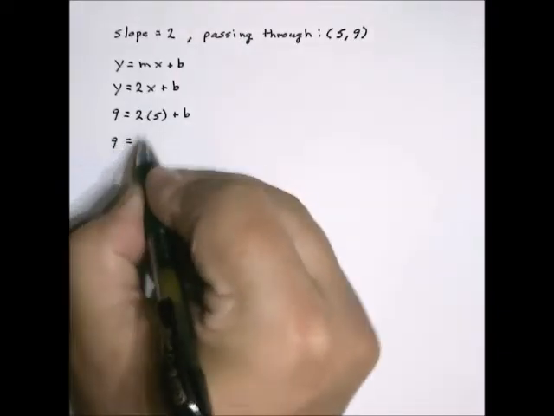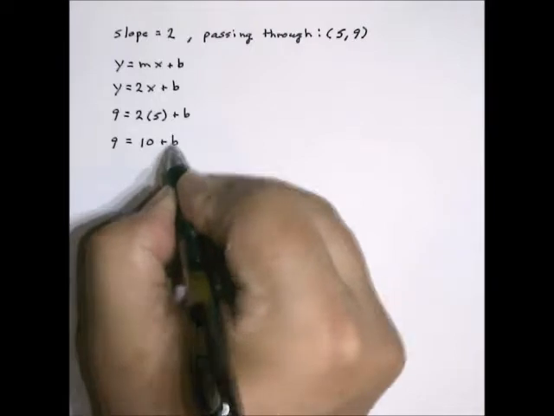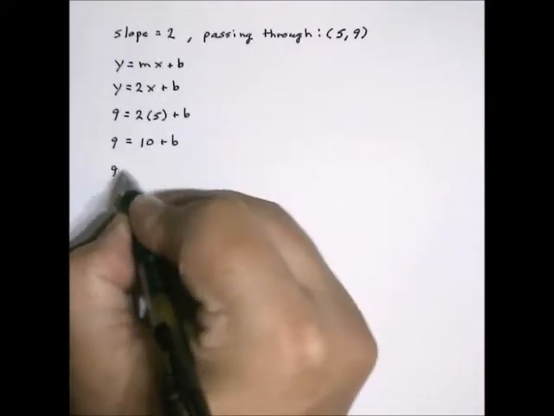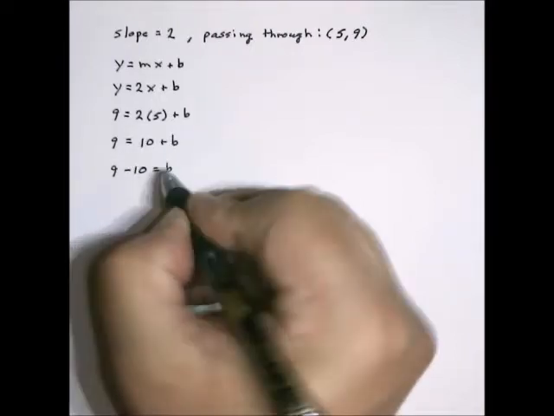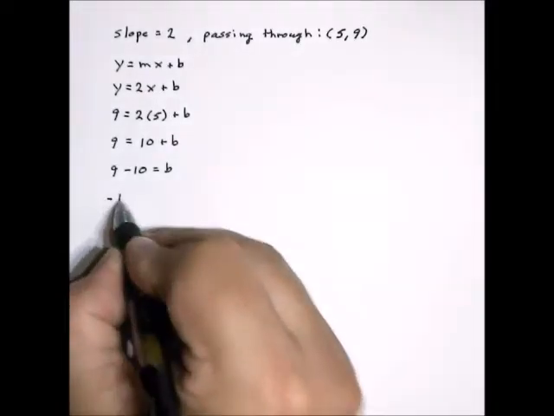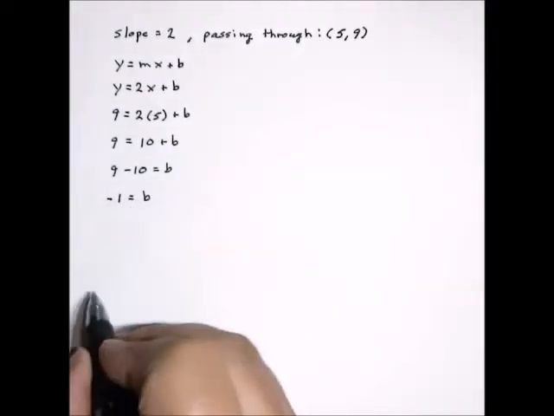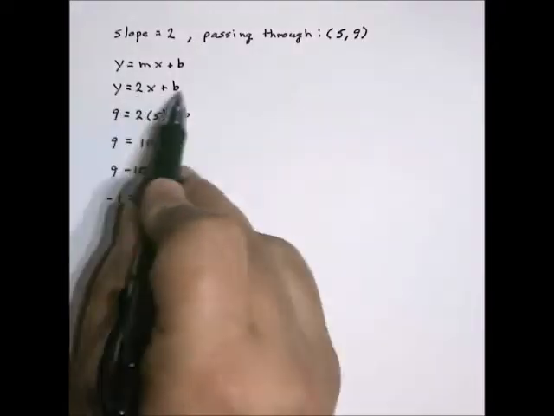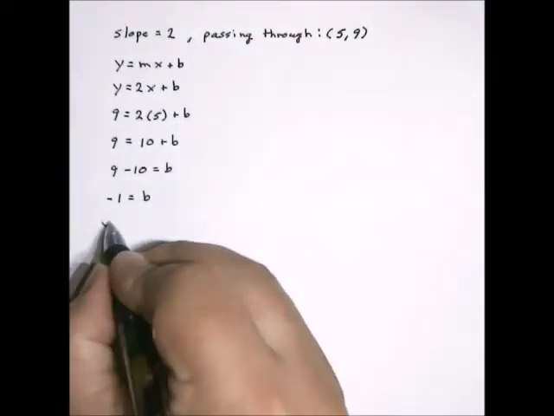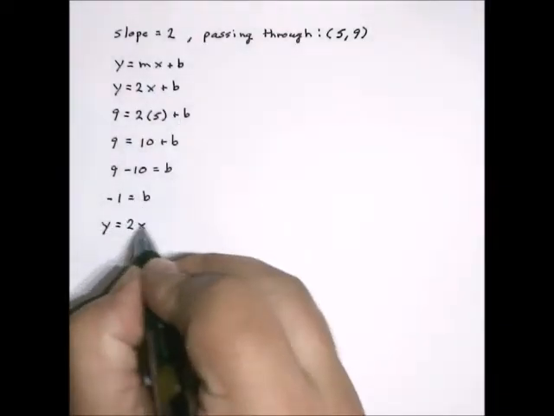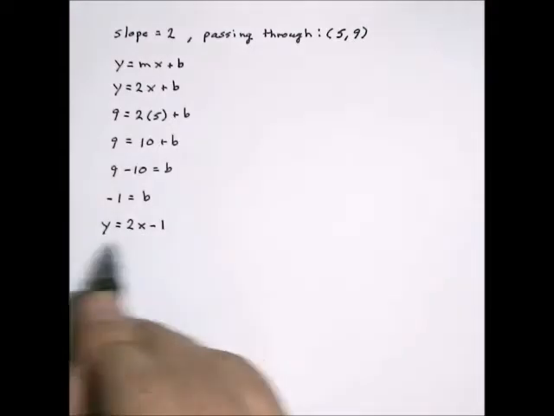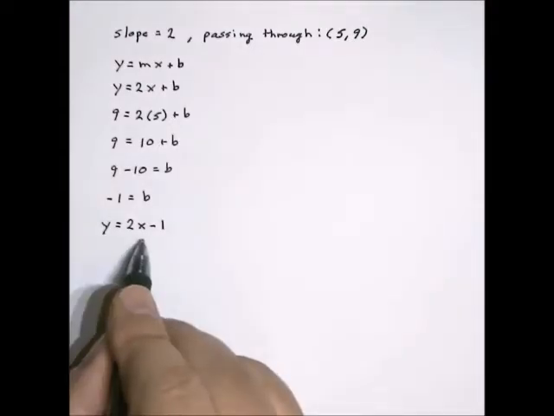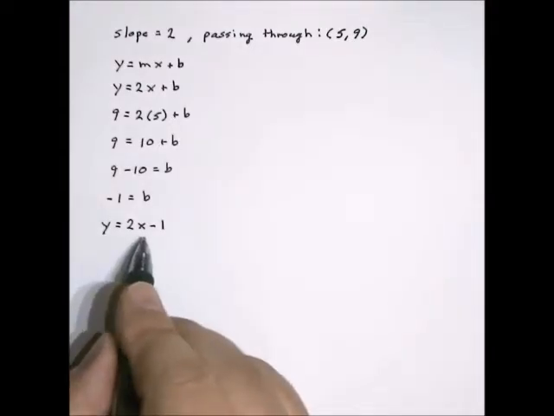So 2 times 5 is 10. I can bring it over to the other side. And I get b equals -1. So now, let's just plug that -1 in for the b in this equation. And I have the equation of the line, with slope 2 passing through the point 5, 9.